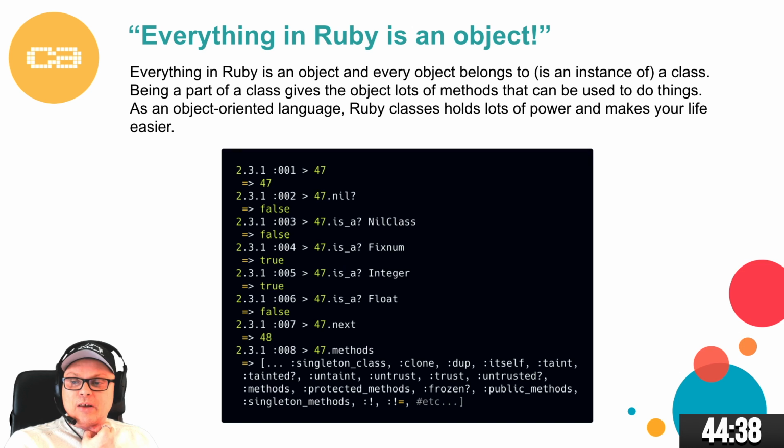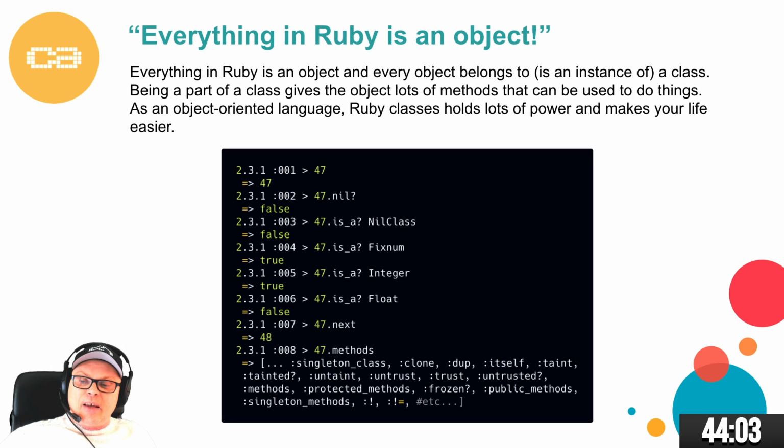All right, so that's the first line. Now, on the second line, I'm asking a question. I say 47.nil? and the answer is false. Of course it is false, because 47 is not nil. It could be nil, but it isn't, right? So we get false. And false is a specific data type. It's called a Boolean. A Boolean can only be two things, true or false. In this case, it is not true, so it is false.